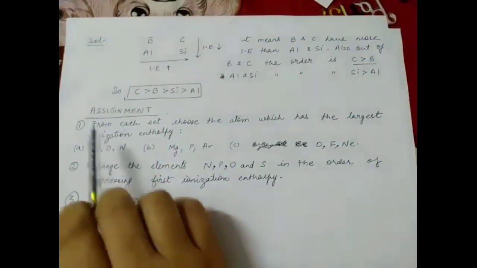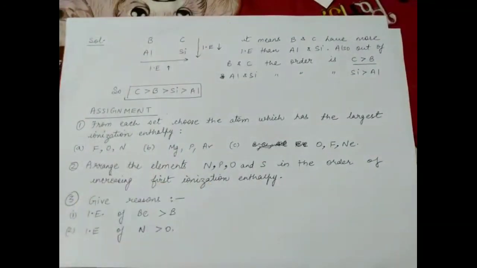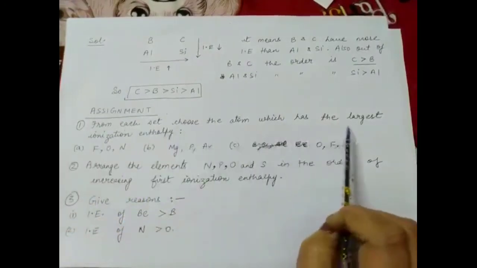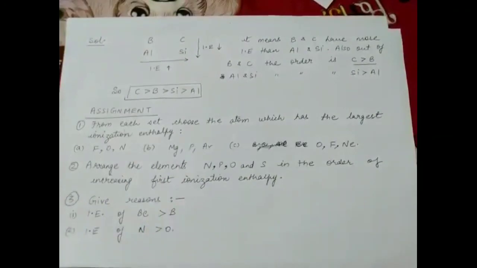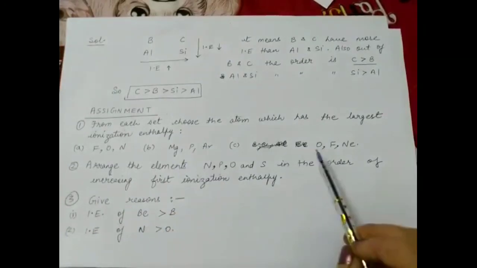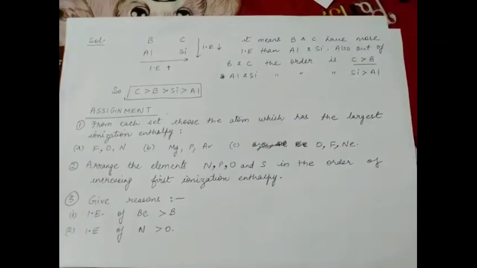Now a few assignment questions are there for you. Try to solve the assignment questions, and if any problem is there, you can text me a message. The first question is, from each set choose the atom which has the largest ionization enthalpy. Only a single element you have to choose. Fluorine, oxygen, nitrogen is the first set. Magnesium, phosphorus, argon is the second set. Oxygen, fluorine, neon is the third set.